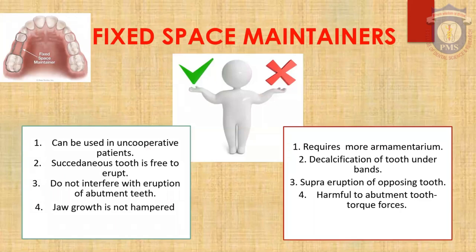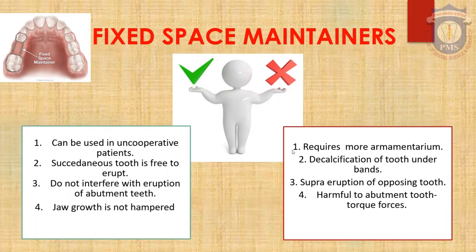First, we will discuss the fixed space maintainers. As the name suggests, the fixed space maintainers are fixed into the oral cavity, so the patient cannot easily remove and insert them on their own. Advantages include that it can be used in uncooperative patients. It is used when the succedaneous tooth is free to erupt, and it will not interfere with the eruption of abutment teeth, and thus jaw growth is not hampered.